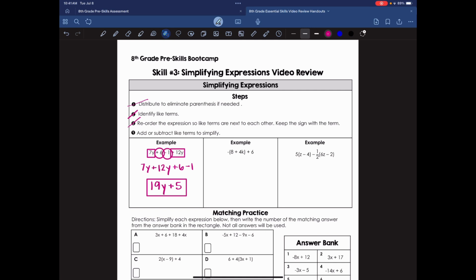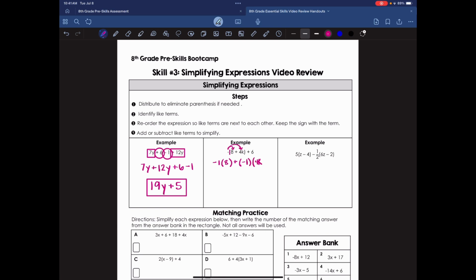Okay, let's try the next one. So again, I'm going to look at my steps here, go back and just kind of go through step 1. We notice that this time I do have parentheses, which means there's something to distribute. Okay, this one I have a negative in front. I could also think of that as having a -1 in front. We don't see it, but it is there. So I'm going to distribute a -1 into the parentheses first. So that looks like -1 times 8 plus -1 times 4k.